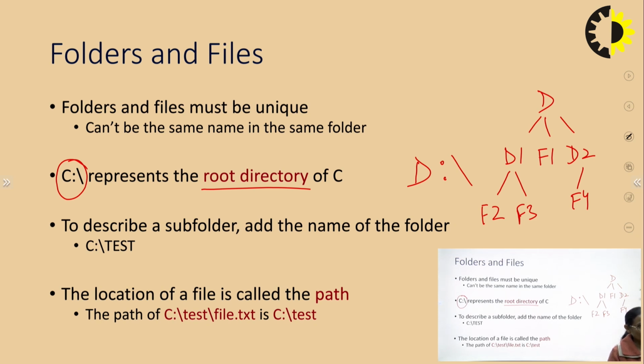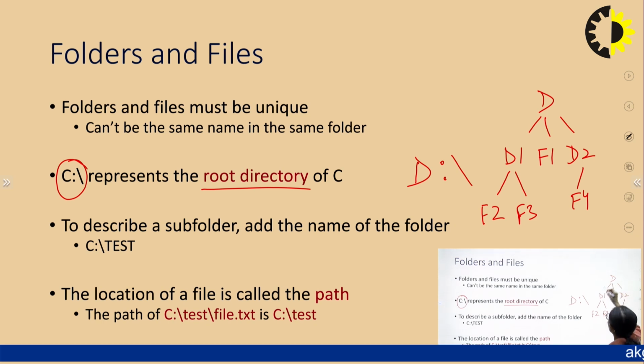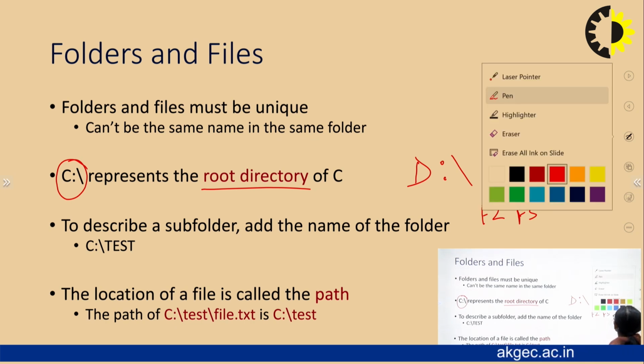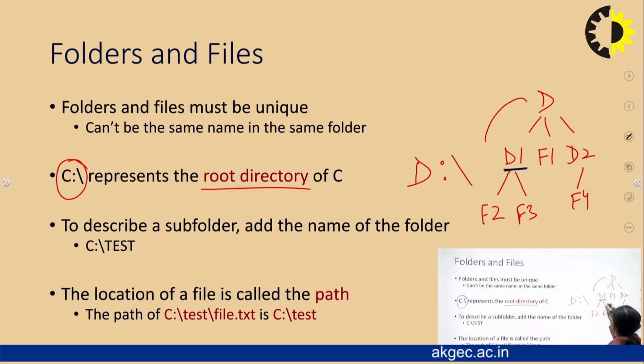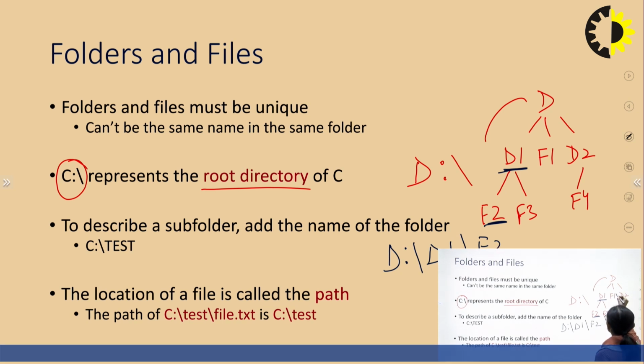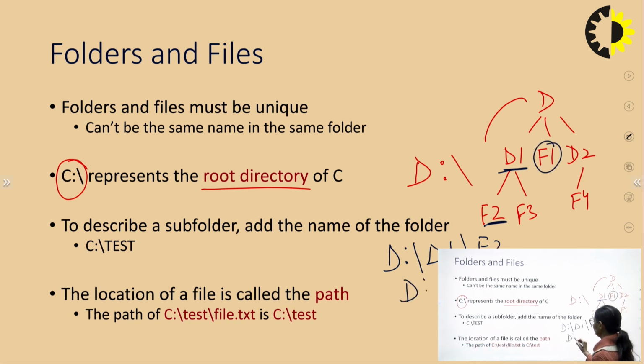So, in this case, if I want to work in this directory, what do I need to write? First the root directory, and then the name of the subdirectory under which I want to work. For example, if I want to work on this, then it is going to be F2. For instance, if I want to work on this, then it is going to be like this. Clear?